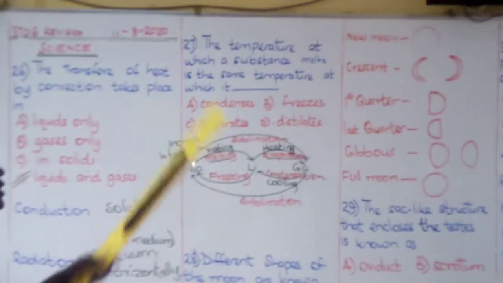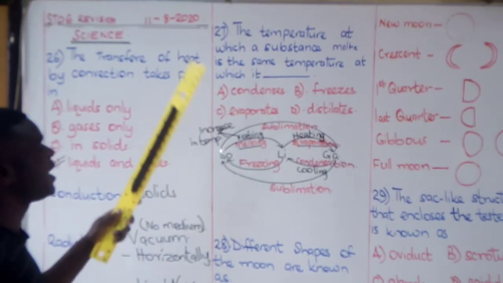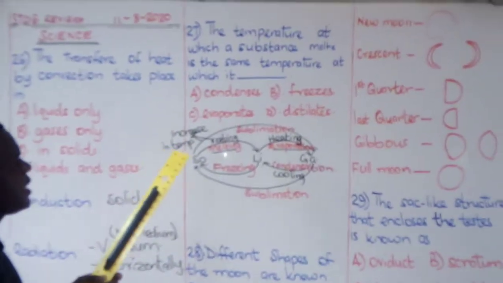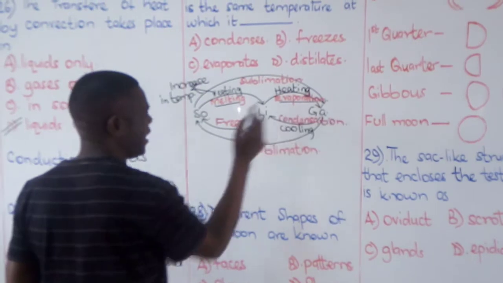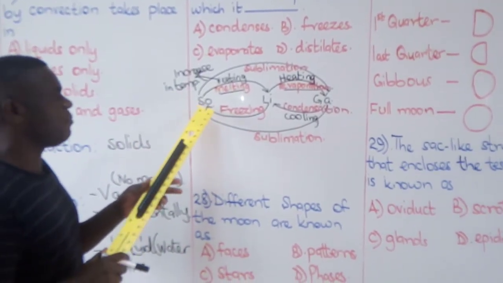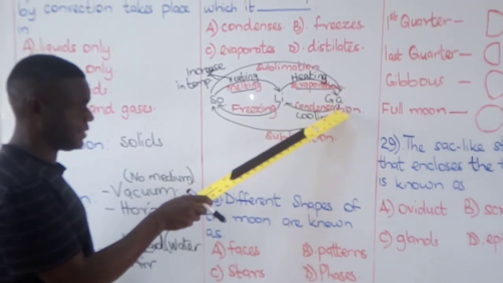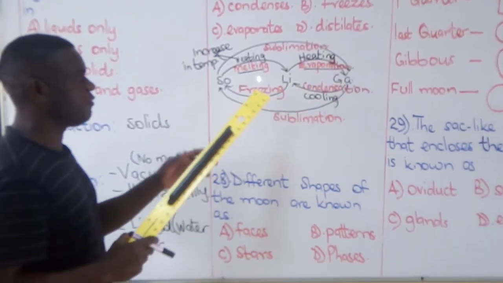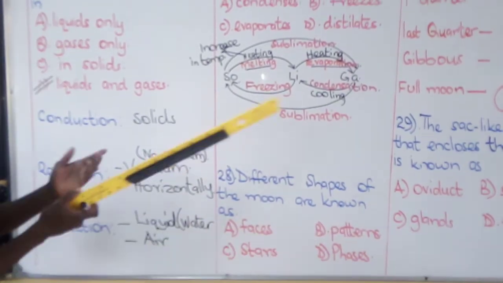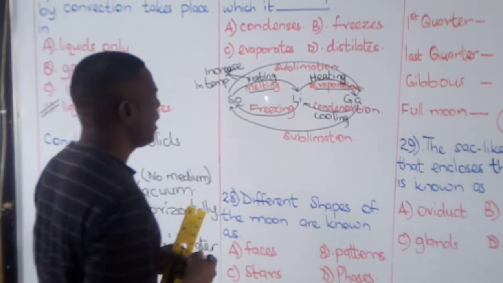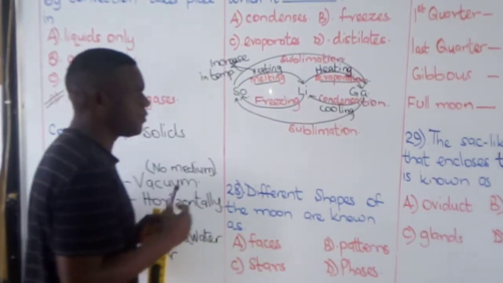Now let's look at question number 27. The temperature at which a substance melts is the same temperature at which it does. Now, let's come to this diagram, and I've always advised boys and girls to write SOLIGA. SOLIGA are the abbreviations for solids, liquids, and gases. We have used it as a mnemonic to remember the order in which we arrange them. These represent the three states of matter.